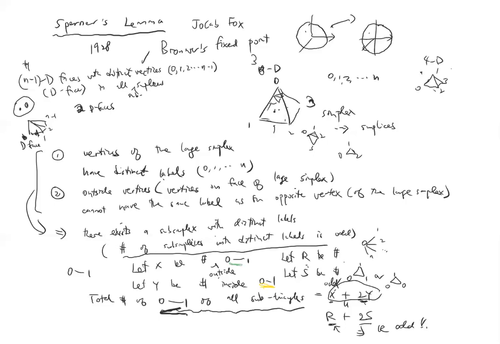Maybe I can use a different color, then it's more apparent what we change. So we can keep the same notation as before, but now we extend to higher dimensions. R is the number of simplexes with completely distinct vertices, so we have 0, 1, 2, up to n. All vertices have distinct labels. And S is the number of simplexes that have almost distinct labels.